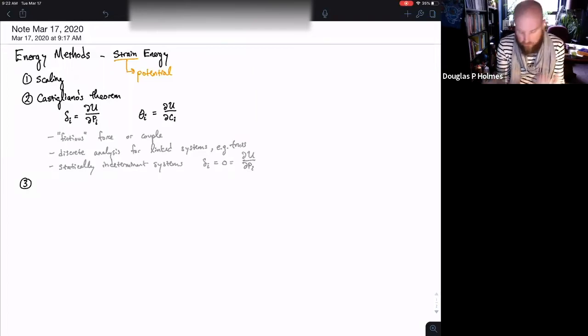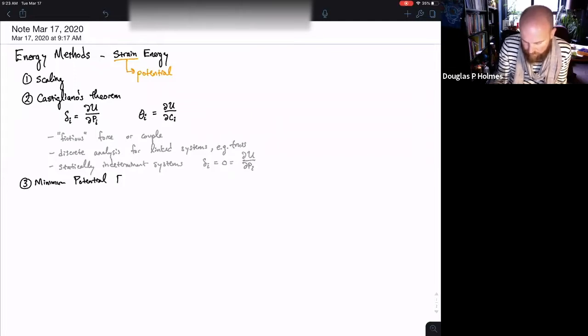Okay. I'll write that down so you know where we're going. But before we get into that, we have to learn a little bit about something you probably covered all the way back in statics. This third step here is the principle of minimum potential energy. And that's where we're kicking off today.